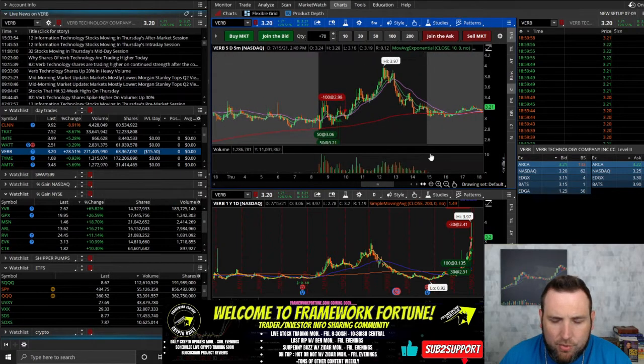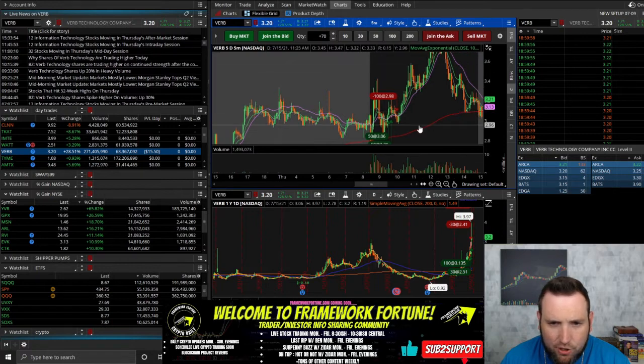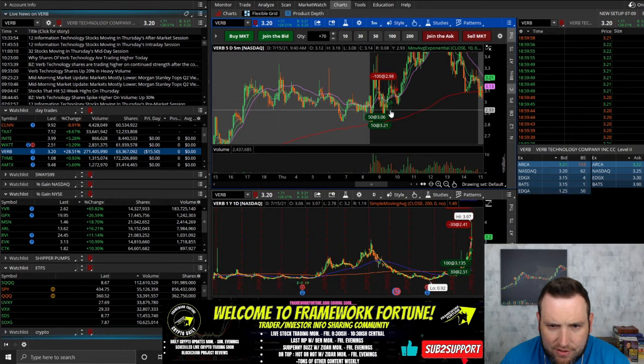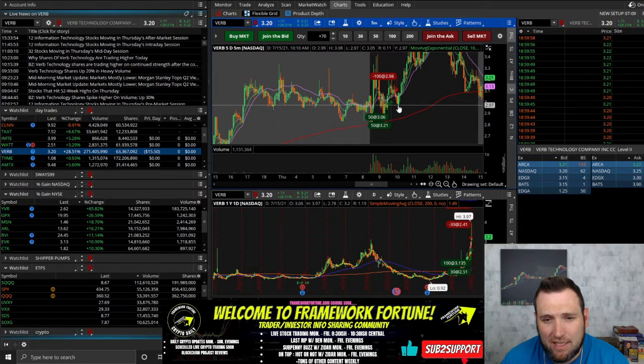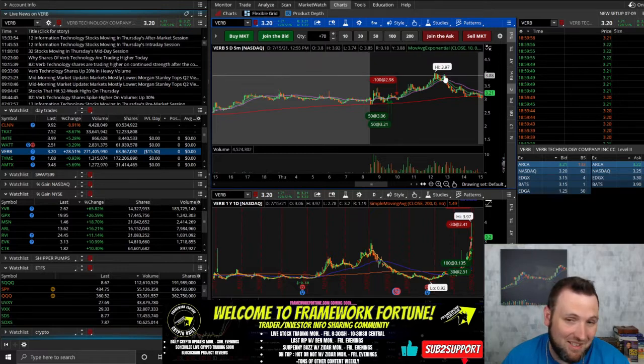So looking at VERB, a lot of plays broke down today and couldn't continue to run, but VERB did. I got in VERB there. You can see 306 and 321. It started popping up to 323, but then I had a stop loss in right at 298, and you can see it came down right to 298. It actually came to 297, but my stop loss was a penny off, and so it stopped me out. And then of course it ran all the way up to $4 by the end of the day.